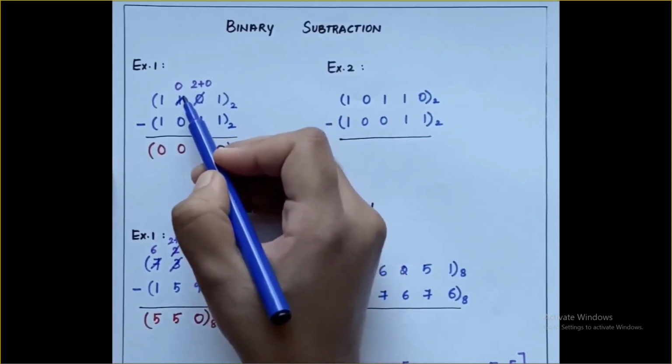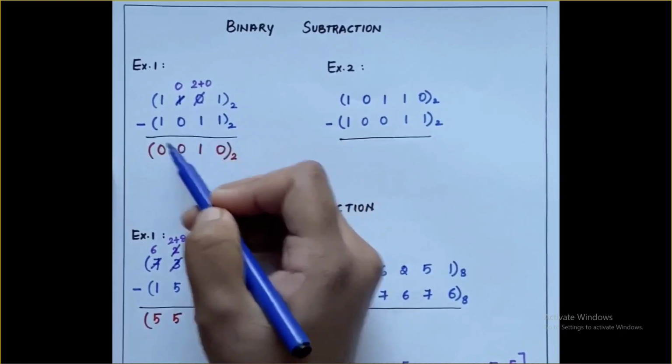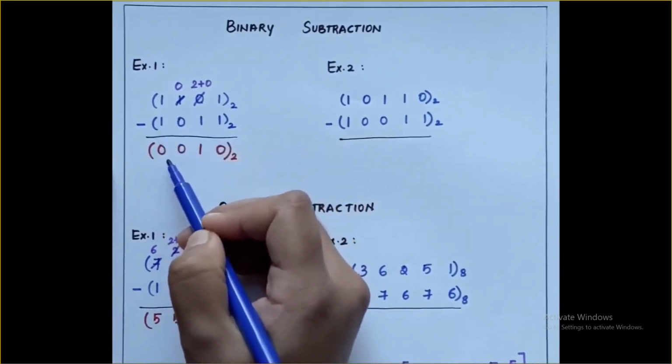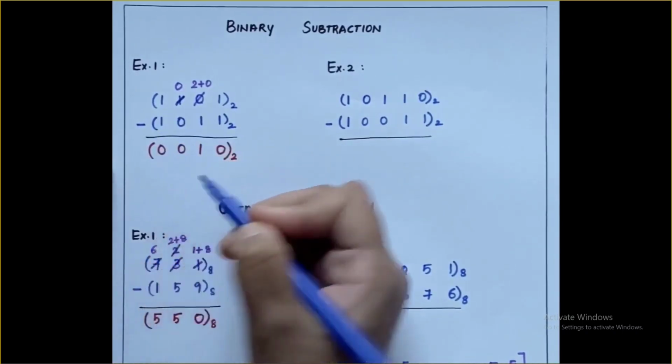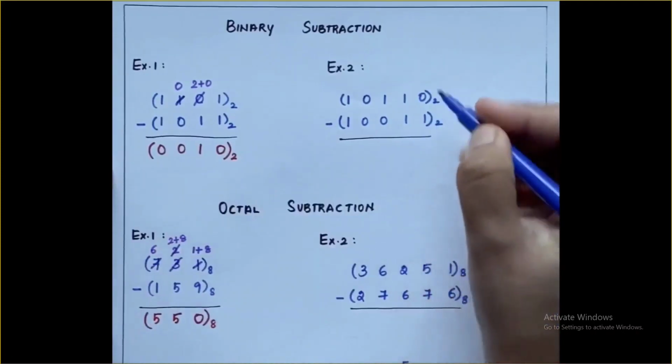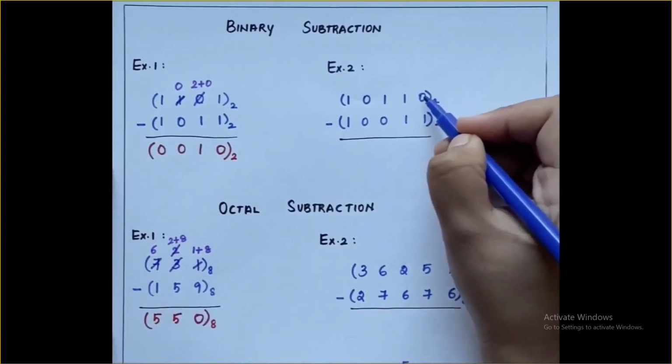So this is how we have to perform it. Next, 0 minus 0 is 0. 1 minus 1 is 0. So 0010 will be the value. Similarly, we'll solve the next example.